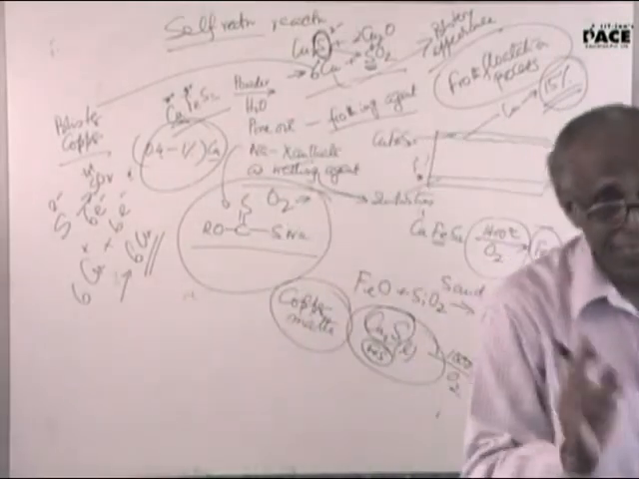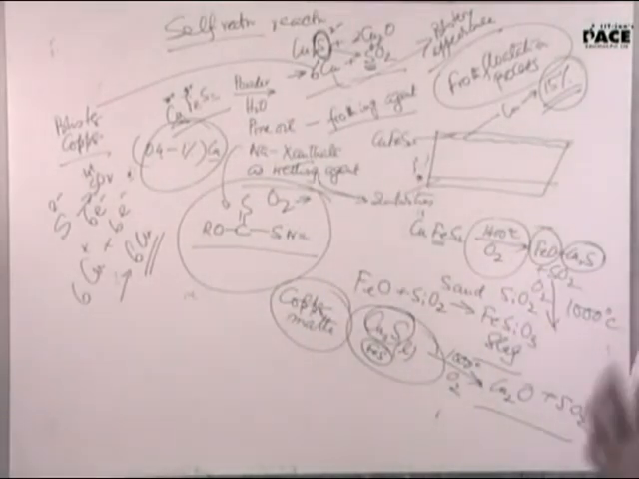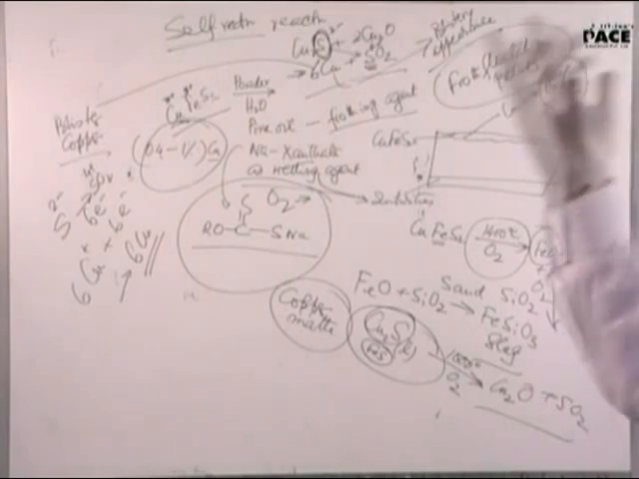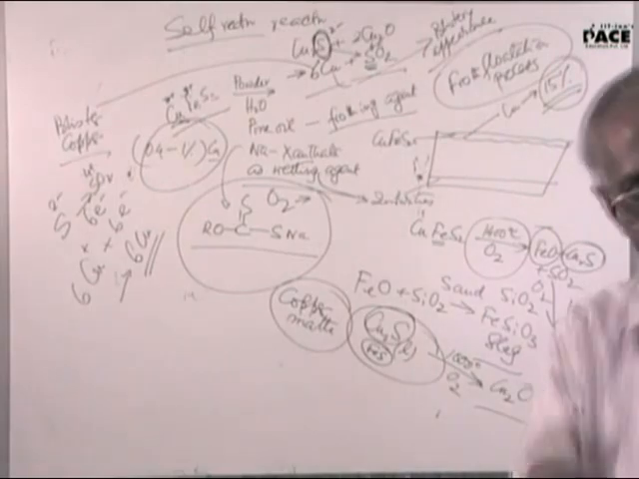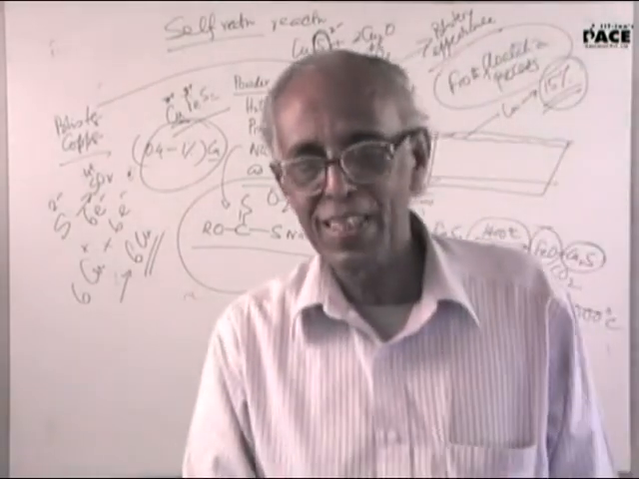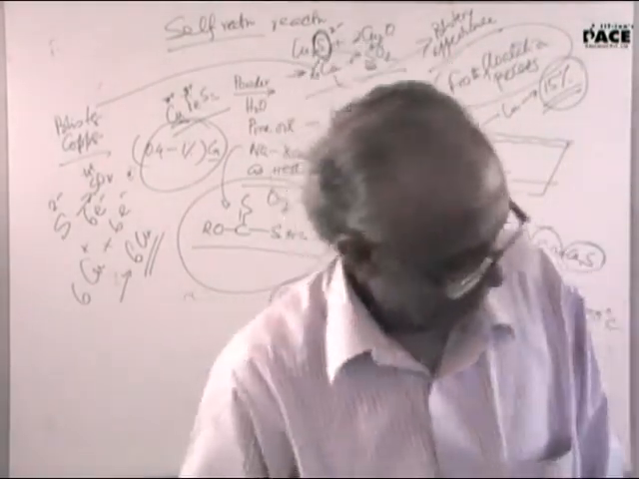So don't ever say that Cu+ sulfide is a reducing agent, because copper is getting reduced. It is the sulfide ion which acts as a reducing agent, which reduces copper plus to copper and gets oxidized to sulfur dioxide. This question I ask everybody, and everybody gives me the wrong answer.